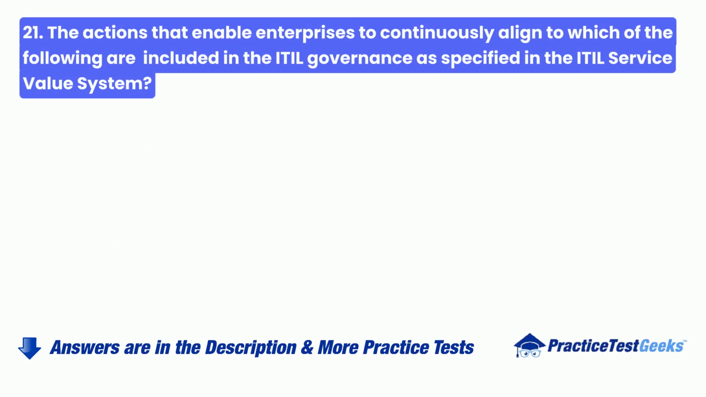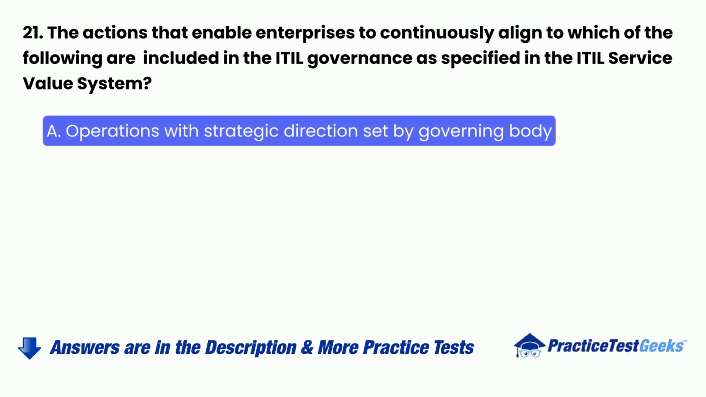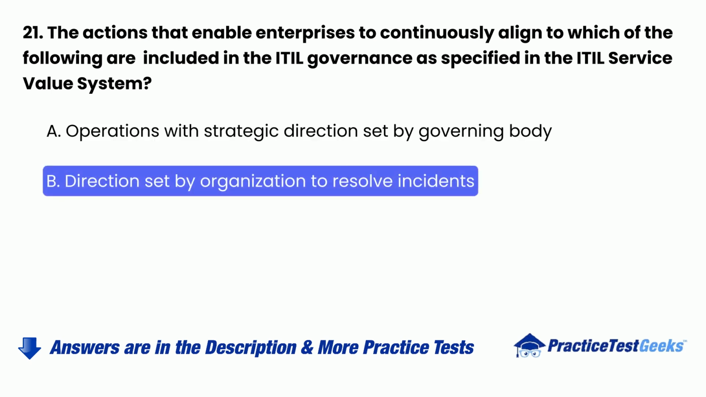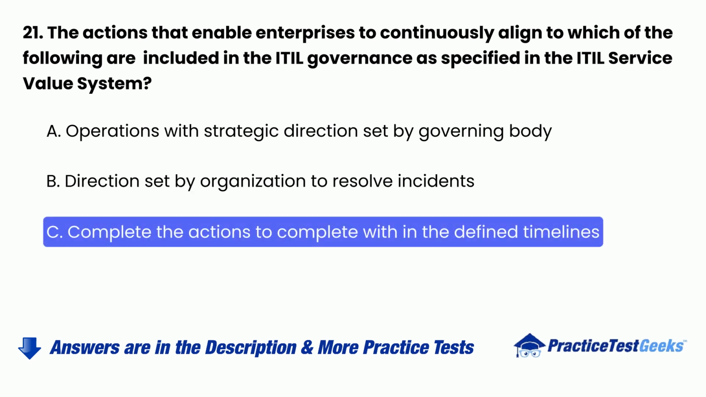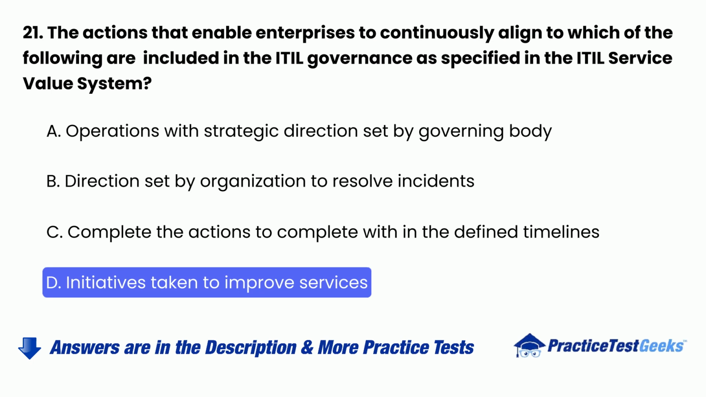(21) The actions that enable enterprises to continuously align to which of the following are included in the ITIL governance as specified in the ITIL service value system? A. Operations with strategic direction set by governing body. B. Direction set by organization to resolve incidents. C. Complete the actions to complete within the defined timelines. D. Initiatives taken to improve services.